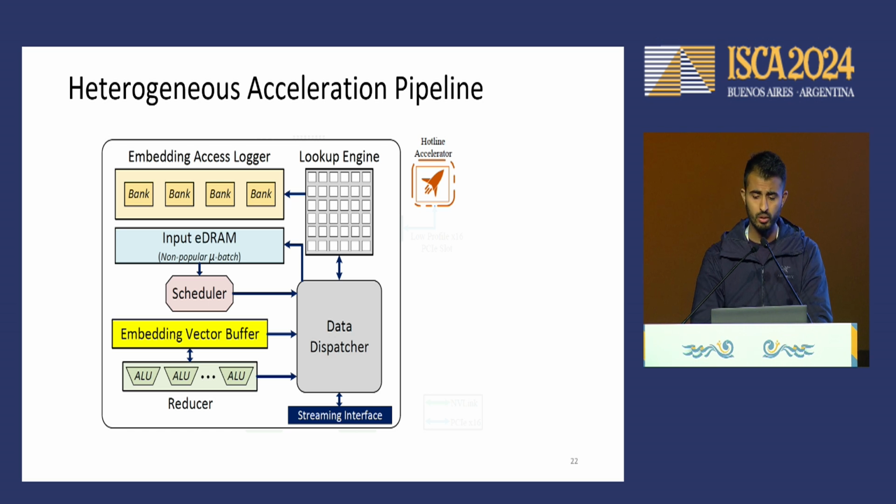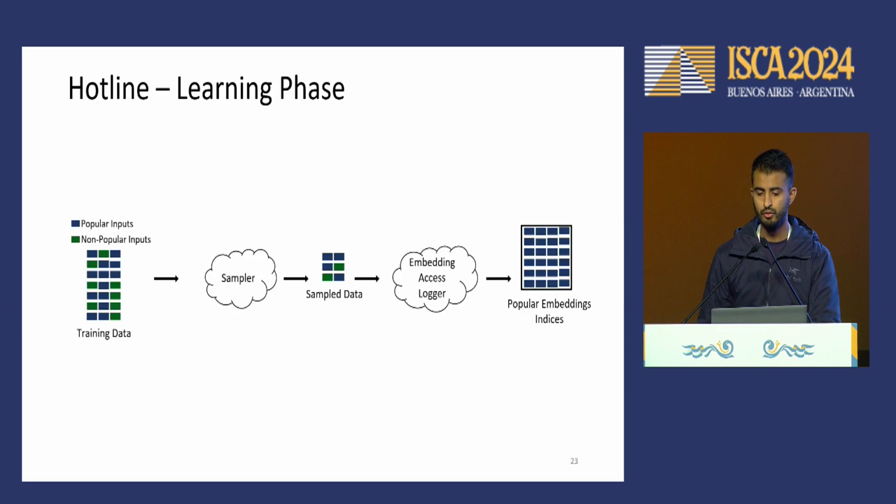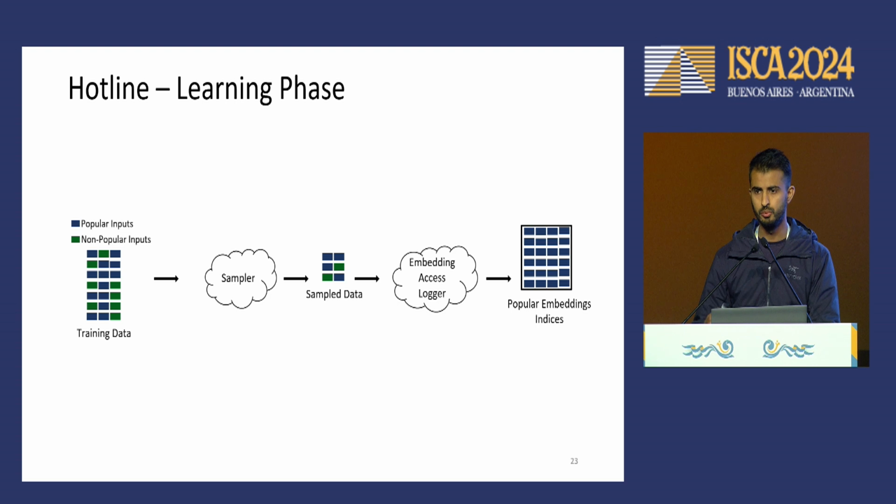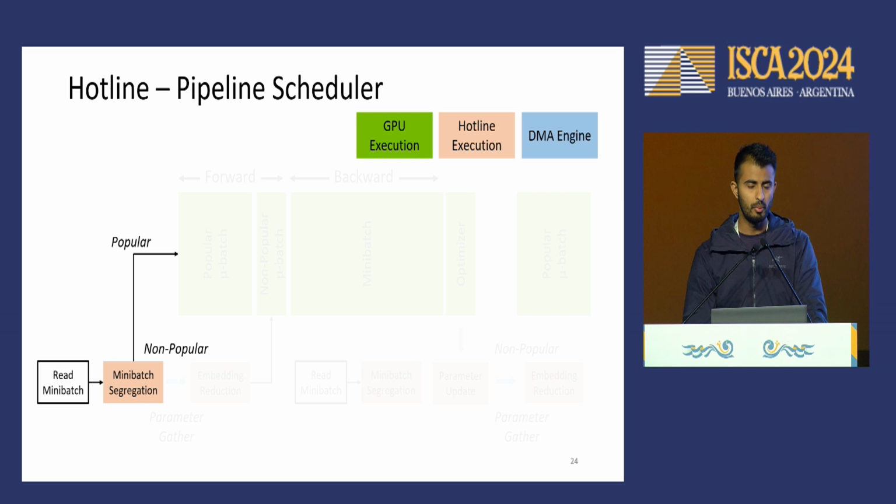Usually this Hotline heterogeneous pipeline works in two phases. The first phase is the learning phase, in which the Hotline Accelerator samples the training dataset, tries to find the highly accessed embeddings, and saves them in the embedding access logger, only the embedding indices, right? This step is performed whenever the skewness changes during online training, while in the case of offline training, it needs to be done only at the start of the training. The second stage is the pipeline scheduler.